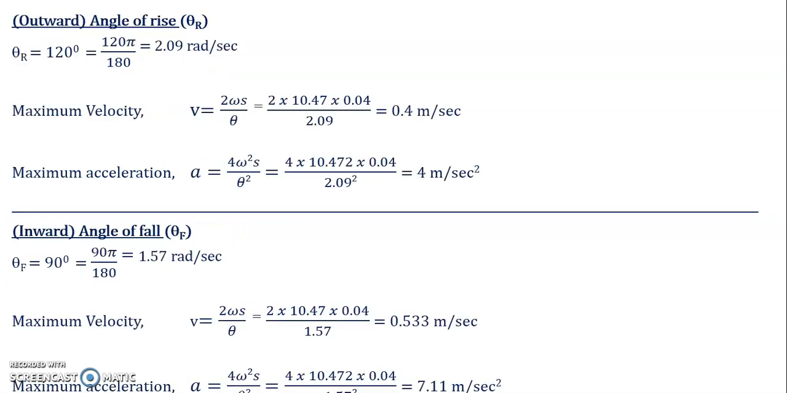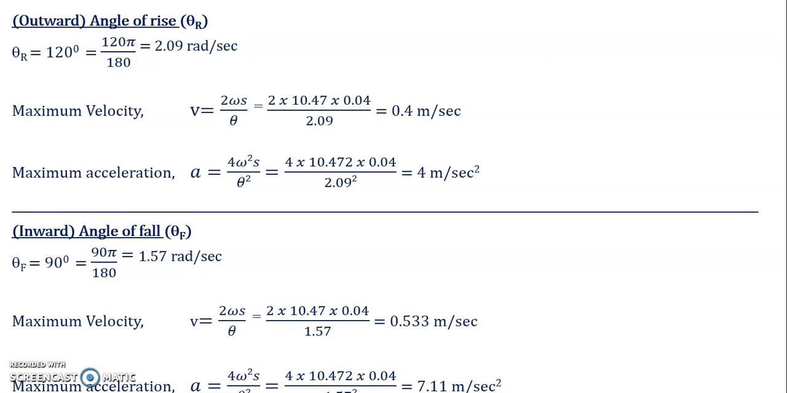So we have to calculate the maximum velocity and acceleration for outward as well as for inward. For angle of rise separate and then angle of fall separate, because the angles are different. You know that theta r or angle of rise is 120 degrees, but for substituting we have to convert that into radians. So 120 degrees converted to radians gives 2.09 radian. The maximum velocity v is equal to 2 omega s by theta, where 2 into 10.47 into 0.04, s is the stroke, 40 mm means 0.04 meter, divided by 2.09 gives you 4.4 meter per second.